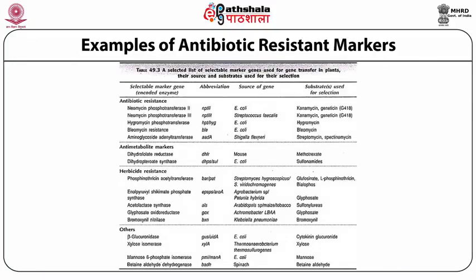This table gives a selected list of selectable marker genes used for gene transfer in plants. Upon expression of these genes, resistance is created against different types of compounds. All of these genes are for positive dominant selection.